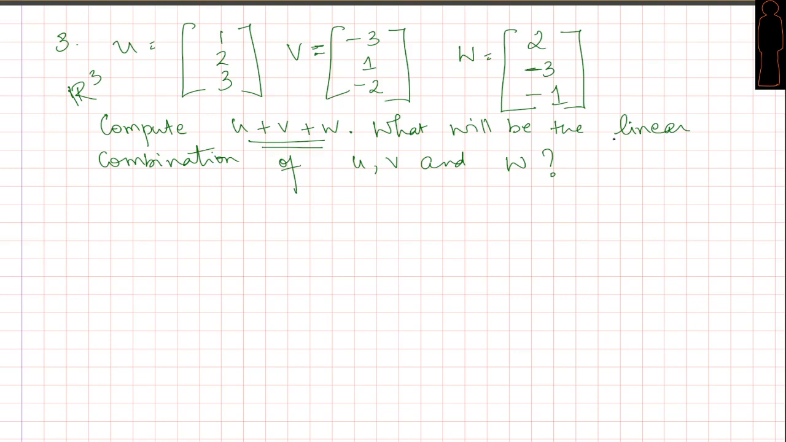And later it asks what will be the linear combination of U, V and W. Okay, first let's attempt the first part, just to compute U plus V plus W. So let me quickly calculate this. U plus V plus W is going to be 1 plus minus 3 minus 2, which is minus 4... 2 plus 1 is 3, 3 minus 3, 0. 3 minus 2 is 1, and 1 minus 1, 0. Okay, so that means when we compute the summation of these three vectors, we get 0, 0, 0.